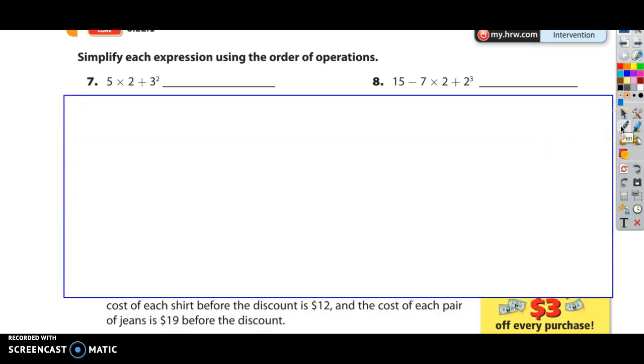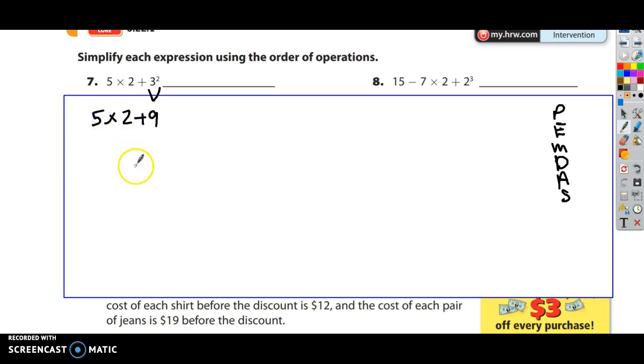Number 7, it's 5 times 2 plus 3 squared. Off to the right, I'm going to put my PEMDAS. This helps me keep in order what goes first. Notice there are no parentheses, but there is an exponent, so I'm going to do that first. 3 to the second power means 3 times 3. That's 9.